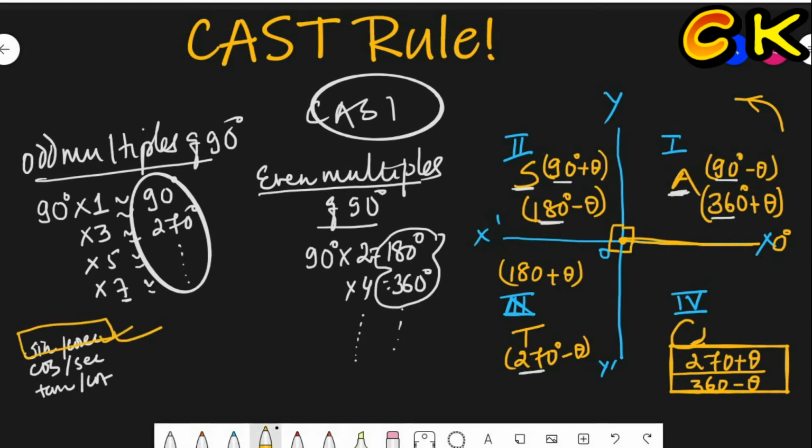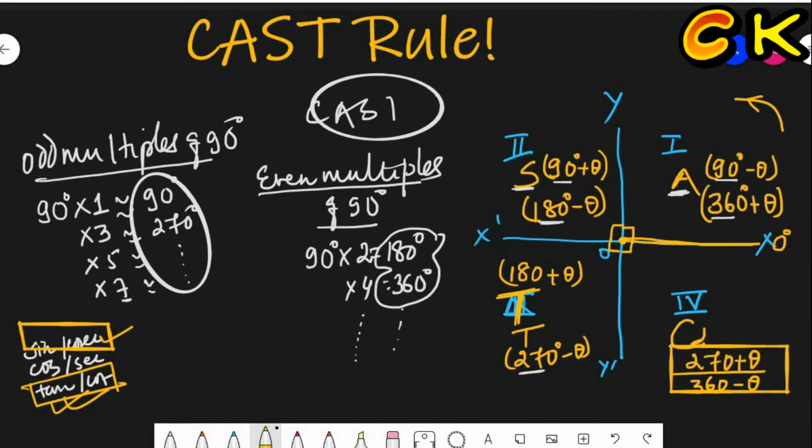So in the second quadrant, sine and cosec are only positive, and the remaining four, that is cos, sec, tan, cot, will be negative. Similarly, if any angle lies in the third quadrant, then in the third quadrant there is T. So T stands for tan and cot. So in the third quadrant, tan and cot are positive and the remaining four will be negative.